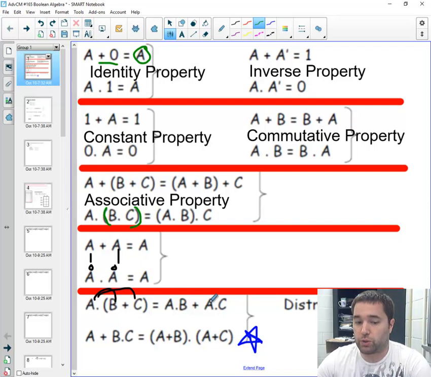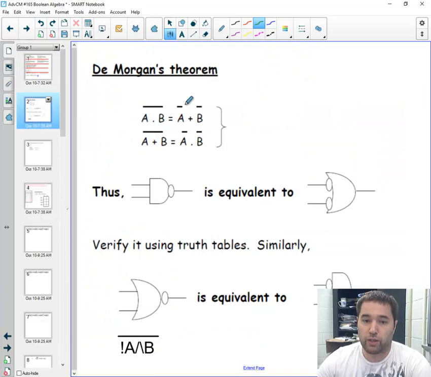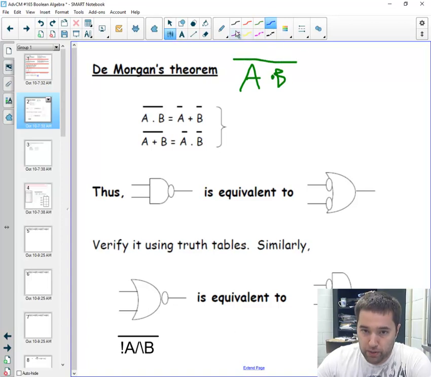Realize all of these rules I'm going to give you, except for De Morgan's law. Which, De Morgan's theorem is this. A times B inverted equals not A or not B. Again, so if I have A times B, and I invert that, what happens is I'm inverting A, I'm inverting B, and I'm inverting the not.